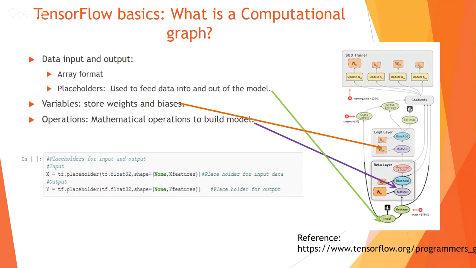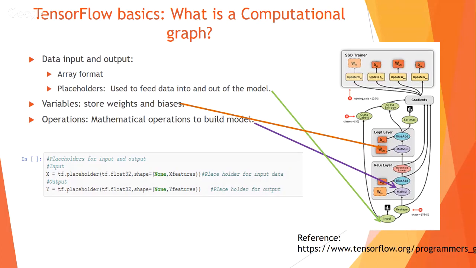Okay, so what is a computational graph? As I mentioned earlier, it's just a way of defining a model architecture, and I have an example here. You create this computational graph using mathematical operations like matrix multiplication, and also you have what are called weights and biases. You also have to give placeholders on the TensorFlow graph to tell the model this is where the data is going to enter from, and this is where the data is going to leave from.